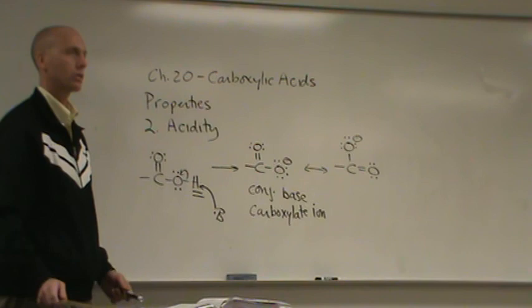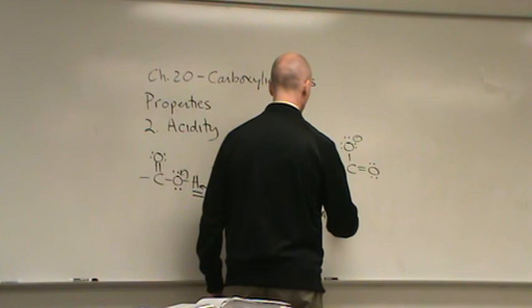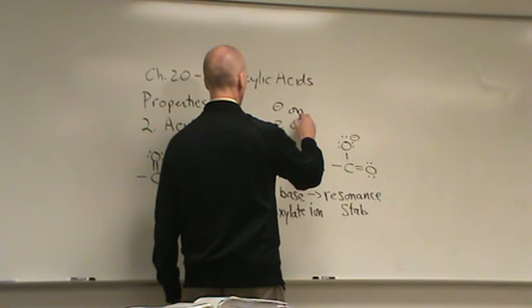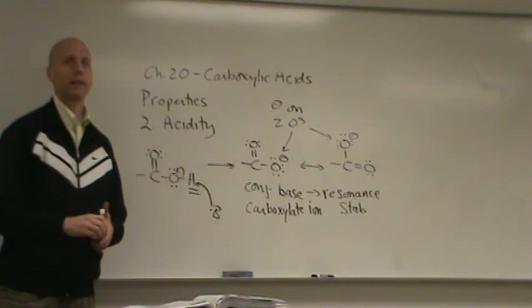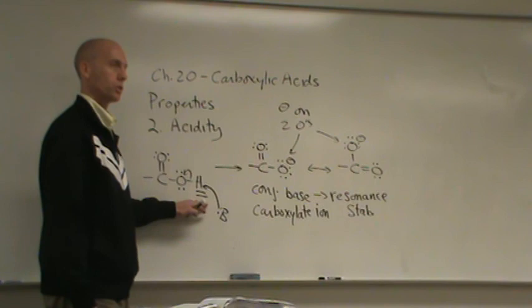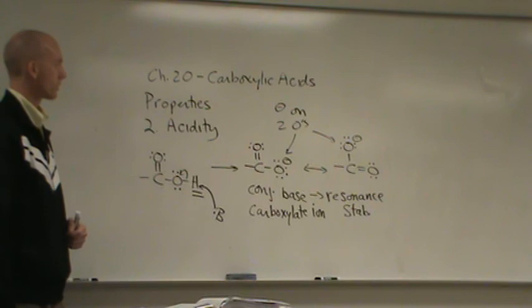So this conjugate base is resonance stabilized. I can get my negative on two oxygens. Oxygen loves to have a negative charge, so it's doubly stable. And that's why these are called acids: when I remove the hydrogen, I get a stable conjugate base. Any questions on that?